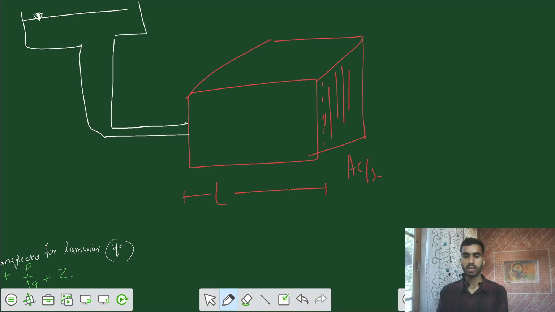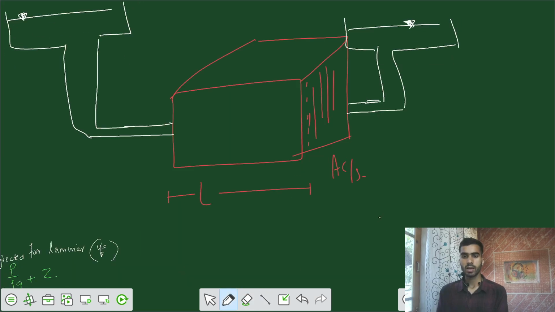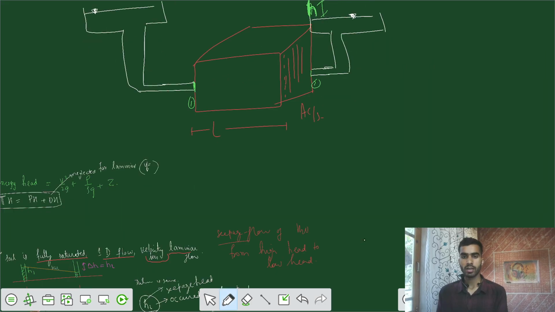From the other side, we are maintaining a head difference between the two ends of the soil mass. So here we are having some head also, such that the final level is somewhere here. So there is some difference of head between the two sides, at section 1 and at section 2. We can write this head difference as h. So that h has occurred in the length L of the soil.